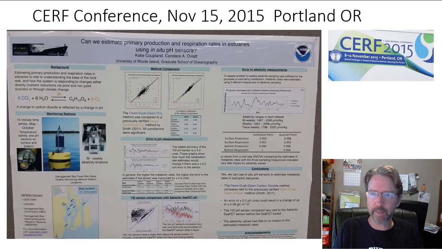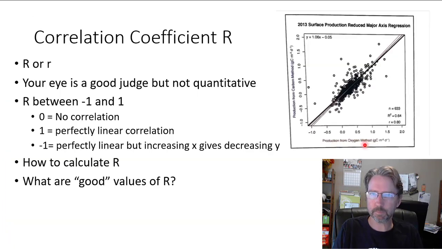Here's a closer look at that poster just for a complete citation. It's by Katie Copeland and Candice Oviatt. I don't know how to say their names. Here's the graphs. And all correlations were significant is one of their major findings. So it's this correlation coefficient R, sometimes capitalized, sometimes lowercase, that we're using.